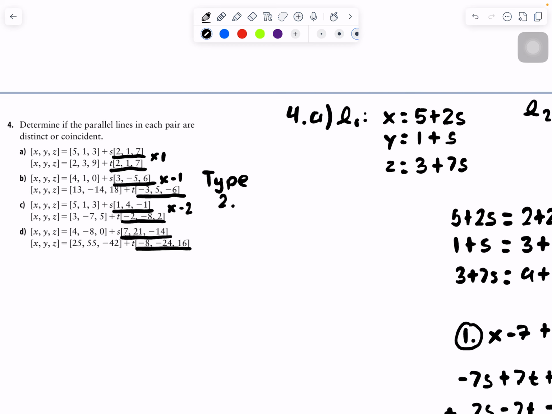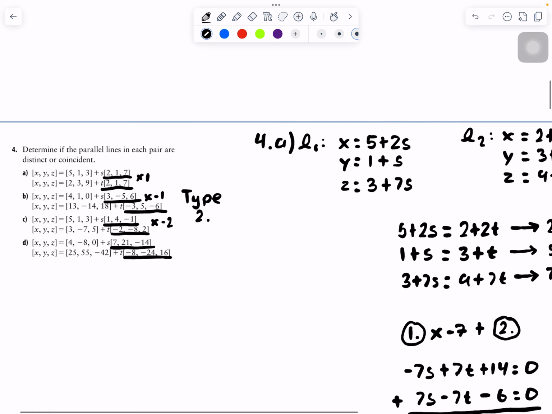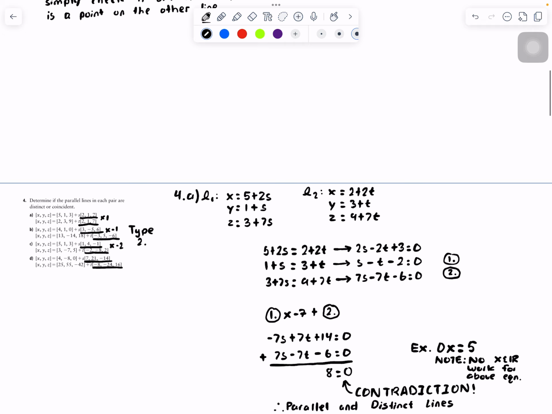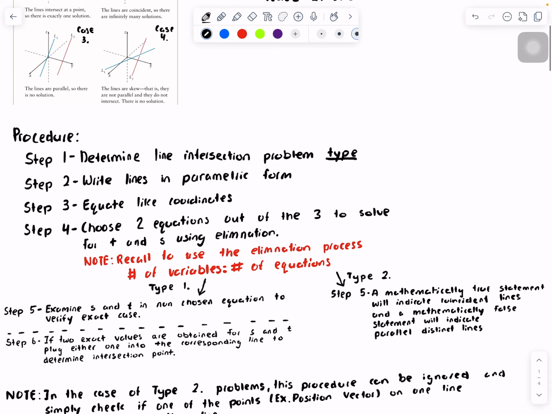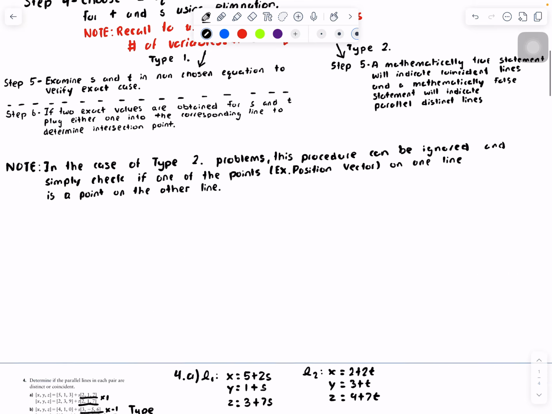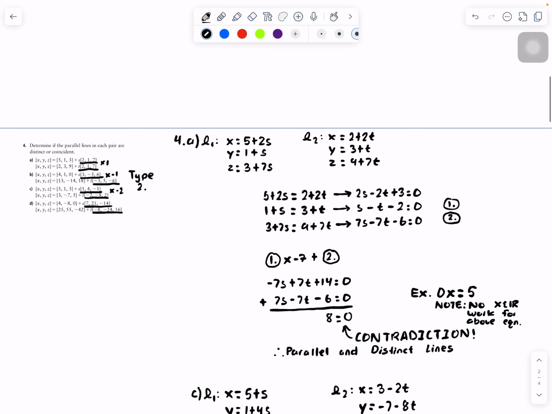All right, so we're doing problems A and C. So again, I'm following my procedure. The procedure only diverts after step 5. So we continue as usual. So find the parametric equations of A. I did that right here.